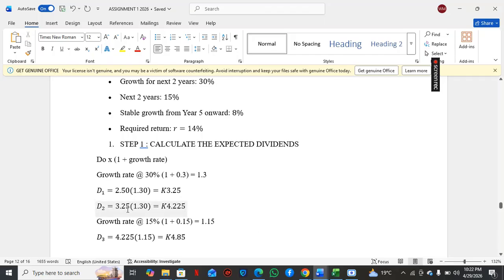No, for year two, we're still multiplying by 1.3 here. They've told us that for 2 years the growth rate will be at 30%. Then the subsequent 2 years, 15%. Then afterwards, on year five, it's going to be at 8% forever.